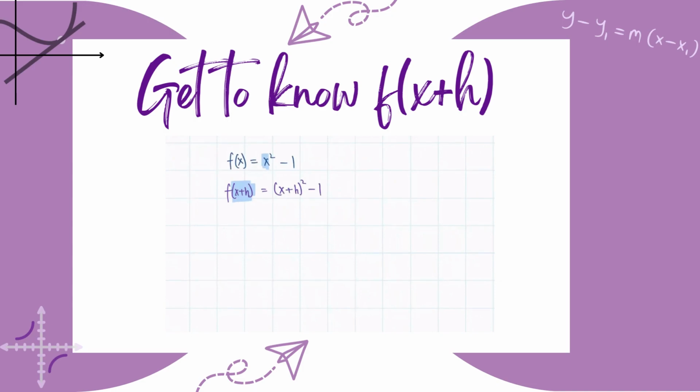So we know that this falls under the perfect squares. So what we would do is x squared plus 2xh plus h squared minus 1. And over here, we can't really simplify anything. So we're going to leave it the way that it is.